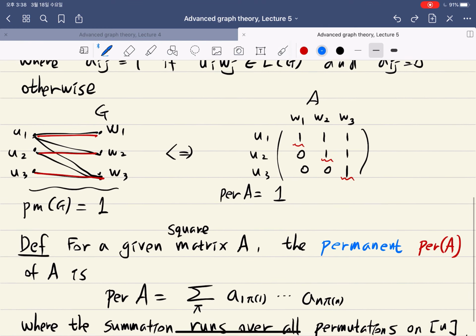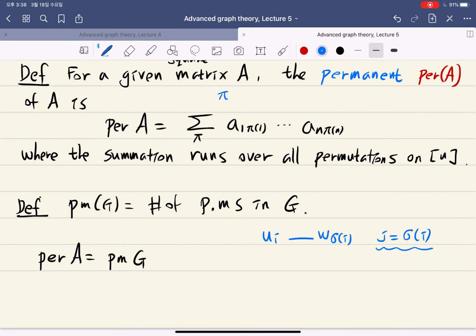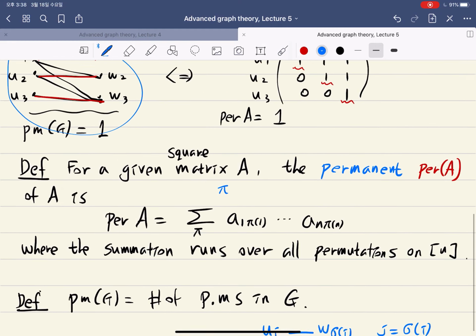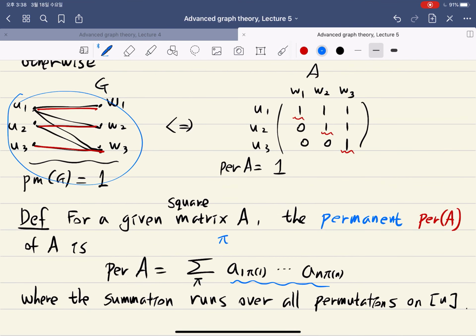So once we have a perfect matching here, that corresponds to a specific permutation pi. So here this sigma could be one of these pi. And then this term becomes 1, because these two are matched, which means that A_{i,pi(i)} is 1. So this term becomes 1.